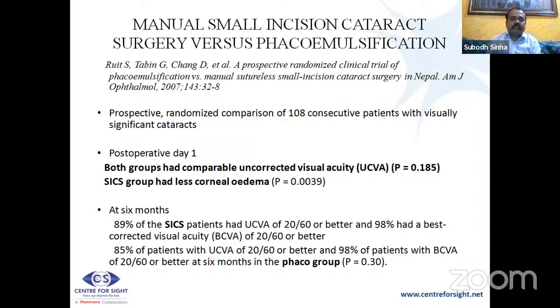Okay, so there was one more study, and on post-operative day 1 they didn't find any significant difference in the uncorrected visual acuity. They also found that small incision cataract surgery had less corneal edema. Maybe the setting of the study was in Nepal, so they had more advanced cataracts. So that's why the SICS group didn't have that much corneal edema. Uncorrected visual acuity at 6 months also showed no significant difference between the two groups.